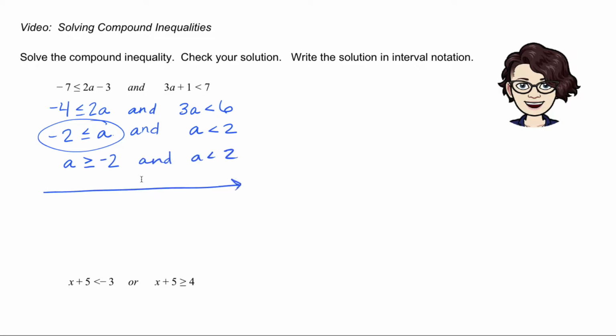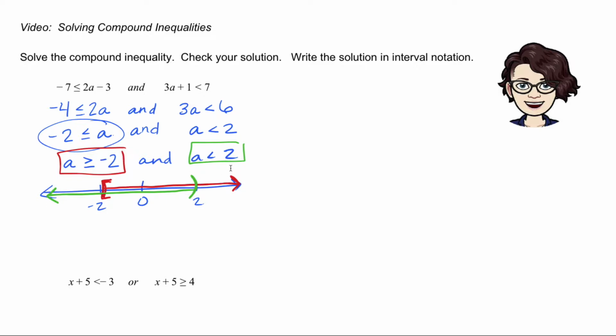So let's graph this, see what's going on. 0, +2, -2. And I'll switch to color coding here. So I'll do the first one in red. Where is a greater than or equal to -2? Well, greater than goes to the right. It can be equal to, so we're going to use the bracket. Let me shade this direction. A less than 2, I'll put that in green. Where is a less than 2? Well, we can't include 2, so we're going to use a parenthesis, and less than goes to the left.